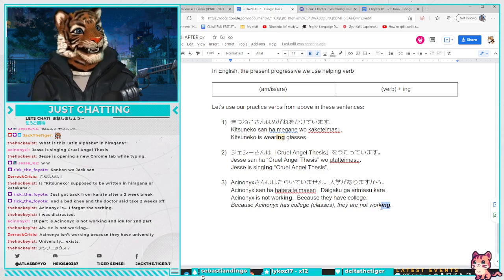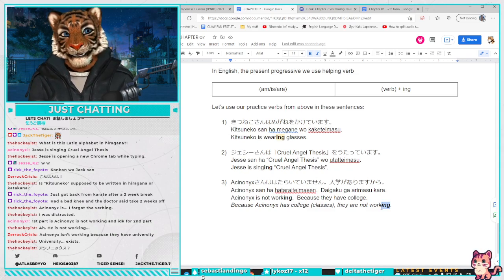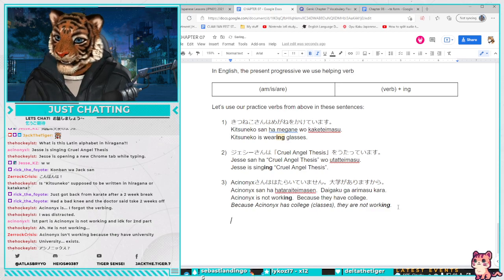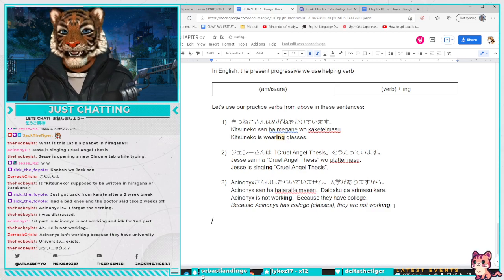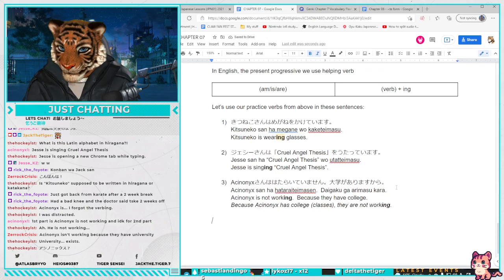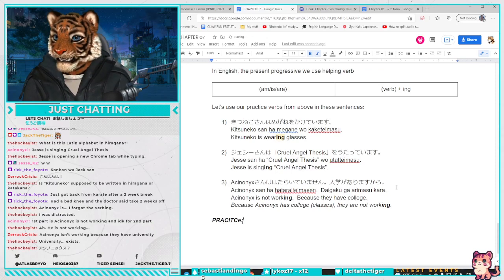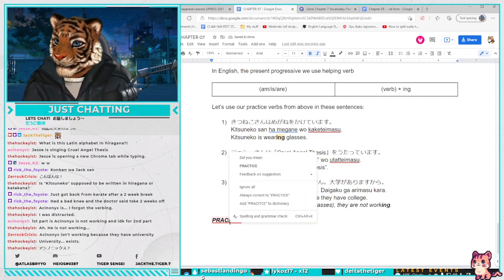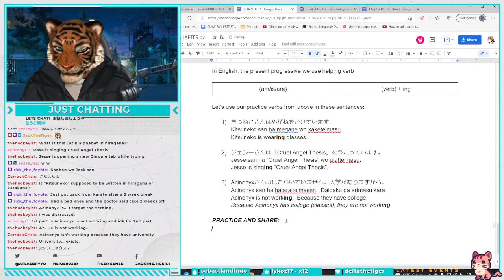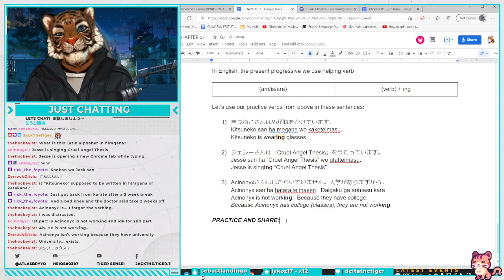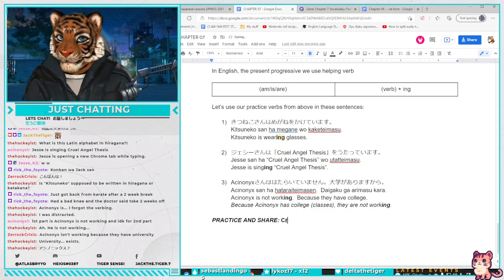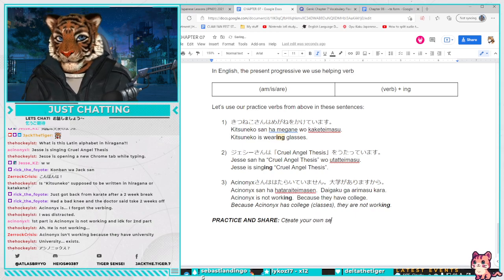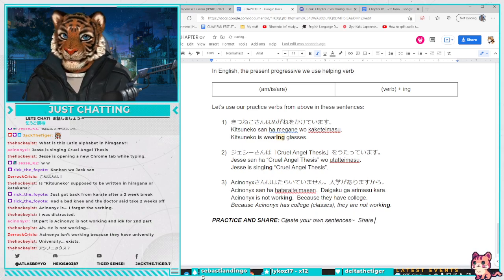At this point, I want you guys to try some sentences on your own. This may be a stretch. I want you guys to try to use here. So let's see. Practice and share. If I could spell correctly. Practice and share. So for this part, guys, no, I want it bolded. Create your own sentences. Share with chat.